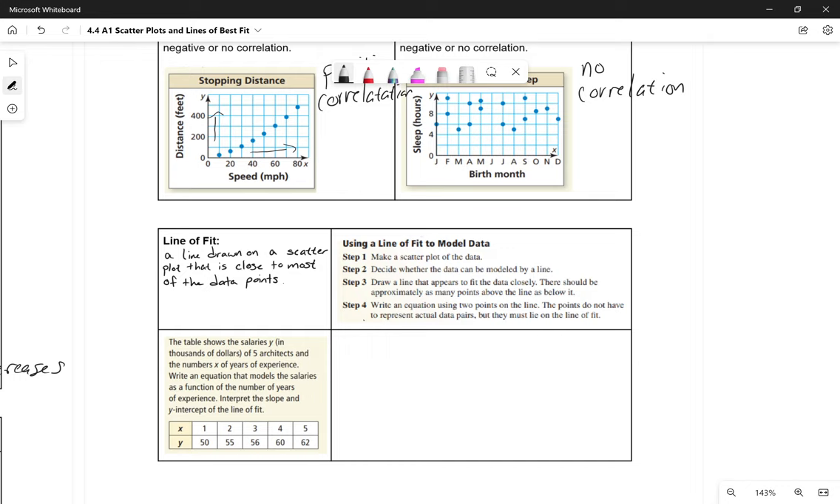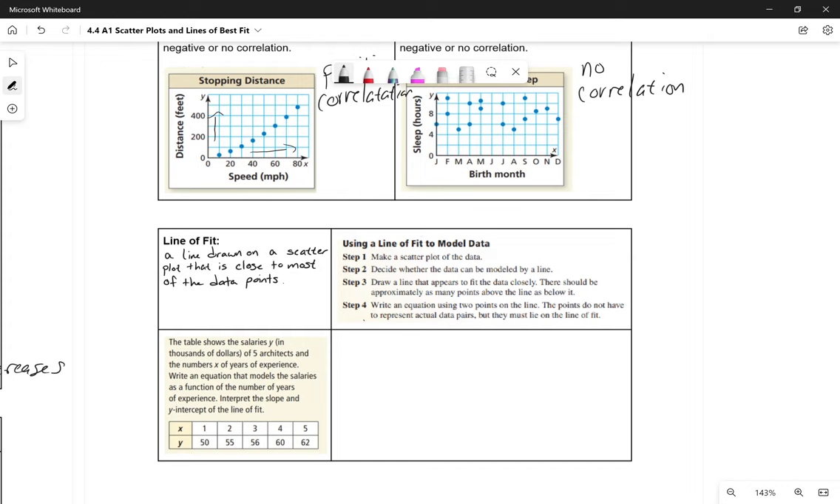And generally, when we're making a line of fit, we make a scatter plot of the data. And once we make a scatter plot, we see if the data can be modeled by a line. That means we're going to take a look at the correlation. Are we going to see a positive correlation or a negative correlation? If there is no correlation, there is no equation to be made. And then we're going to be able to draw a line that appears to fit the data closely. Again, there should be as many points above said line as below.